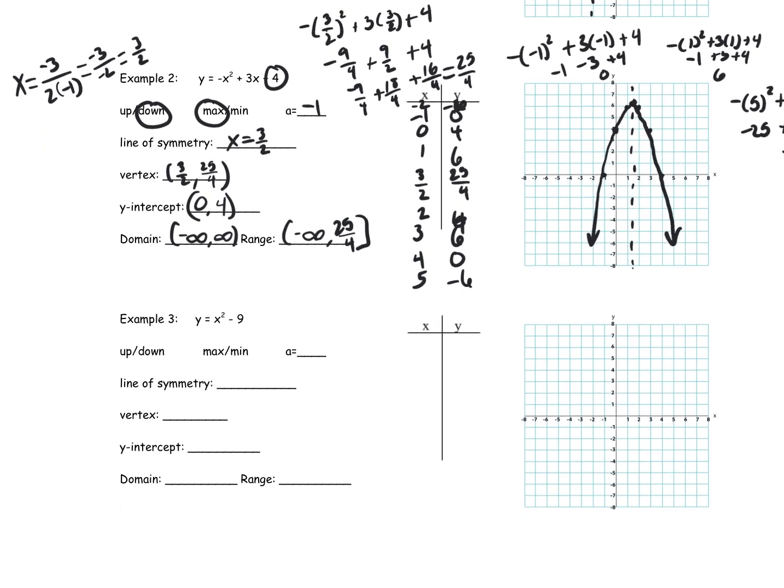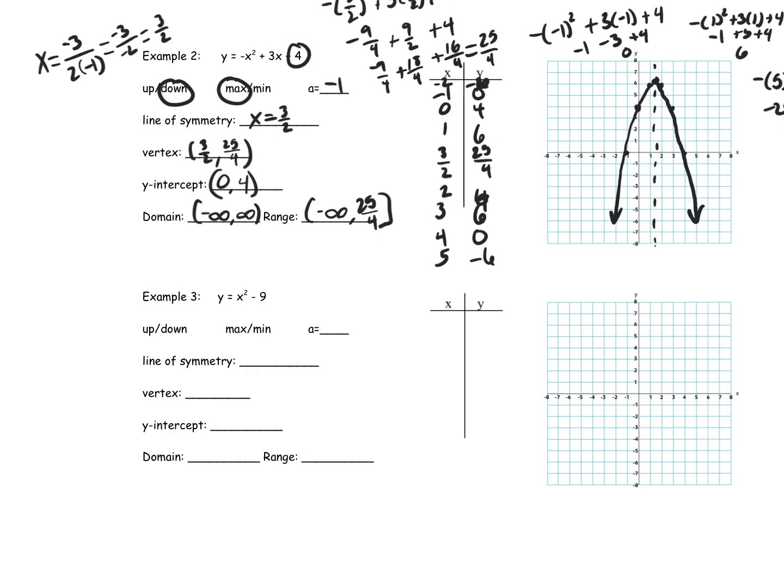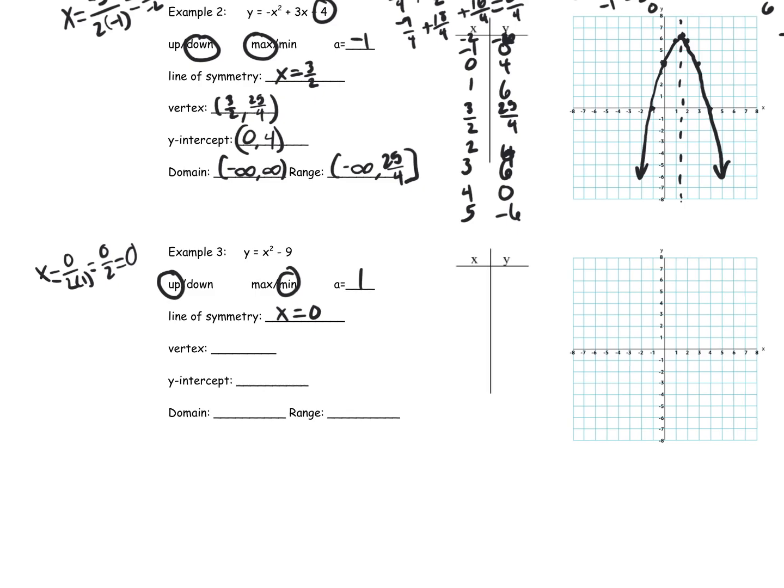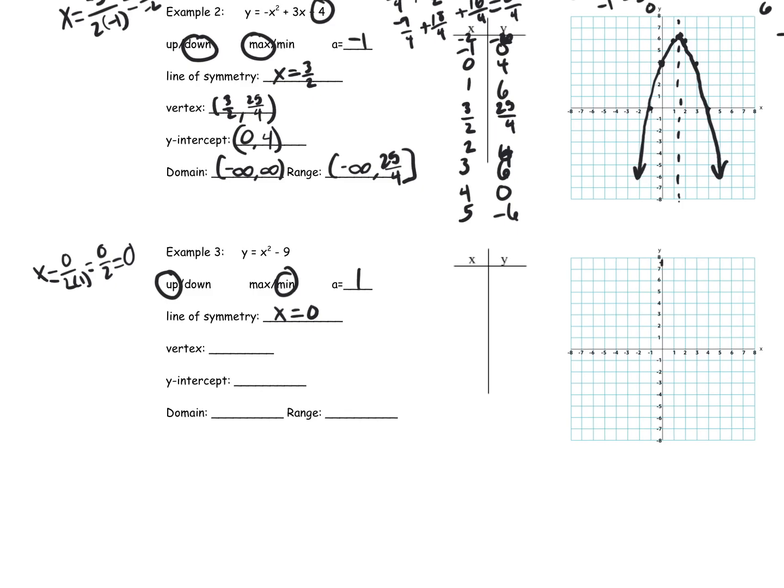All right. Lastly, y equals x squared minus 9. Notice there's no b here. First thing, though, let's figure out if it opens up or down. A is positive, so it opens up. That means we have a minimum vertex, and our A is 1. There's no B, so x equals -0 over 2 times 1. Well, that's just 0 over 2, which is still 0. So our line of symmetry is x equals 0. And that's going to be true anytime our B is not there. Anytime our B is not there, our axis of symmetry is going to be the y-axis.